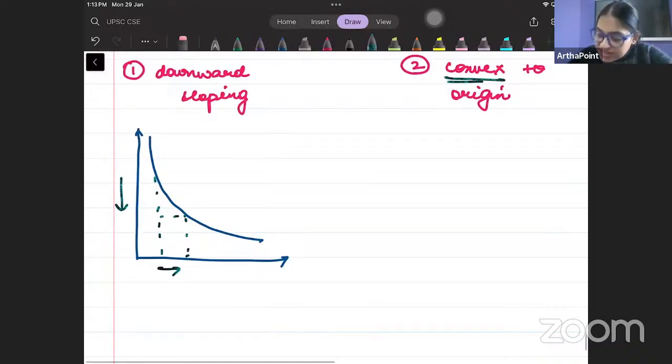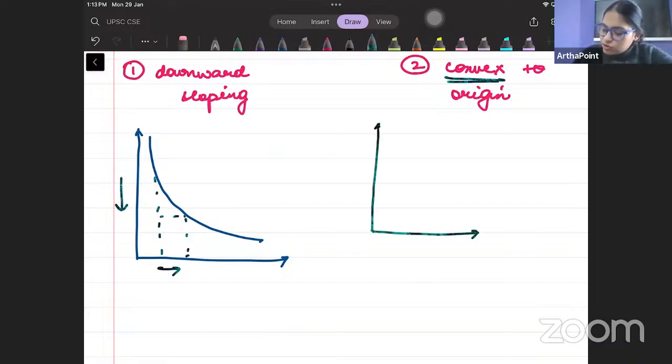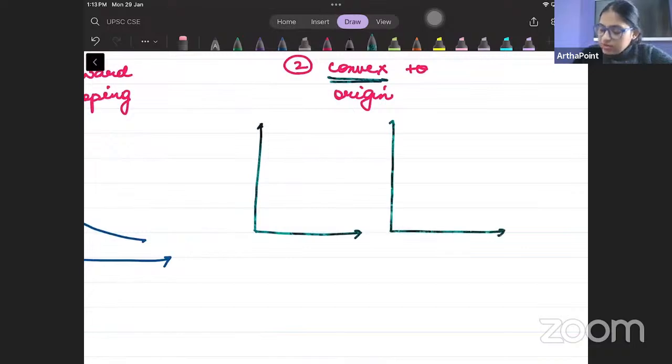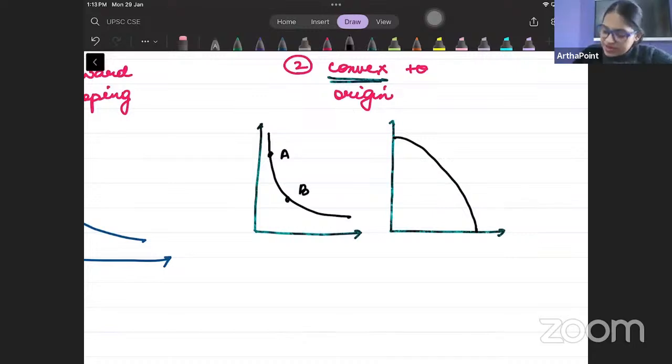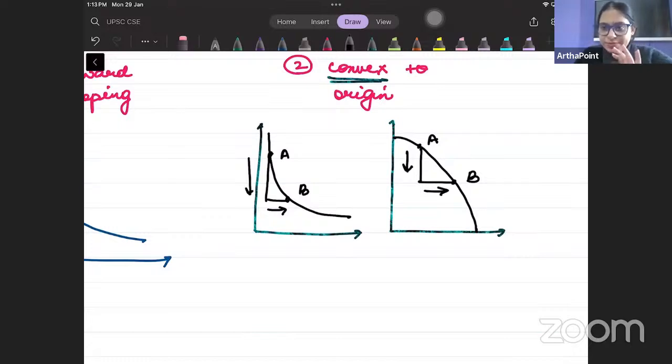But convexity is saying that you want to give less of good Y as X increases. So look here, have a comparison. If I make two curves, both are downward sloping, then what is this curve saying? That as I go from A to B, Y is decreasing and X is increasing. This is also saying the same. As I go from A to B, Y is decreasing and X is increasing. That is happening from A to B. Both of them are saying Y is decreasing, X is increasing.